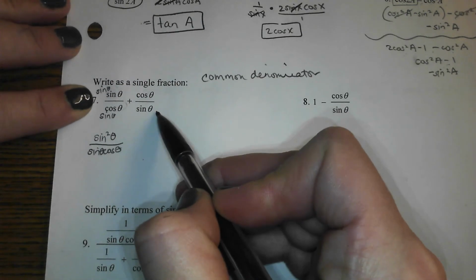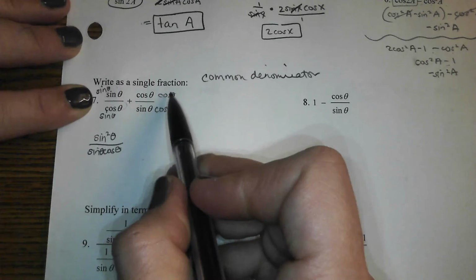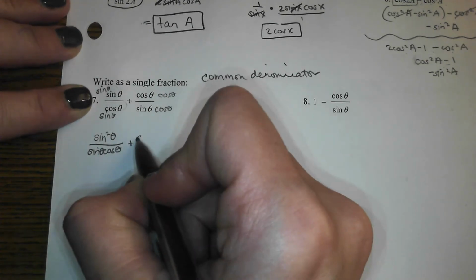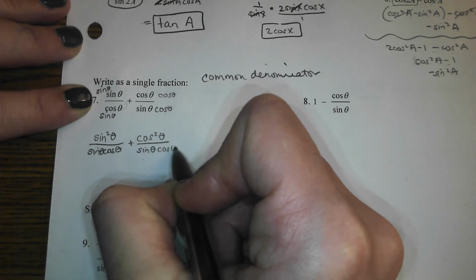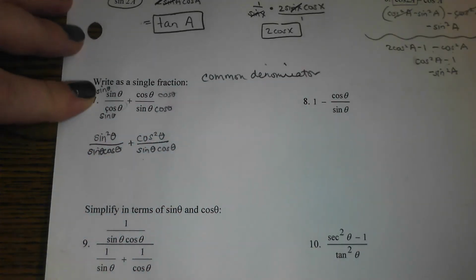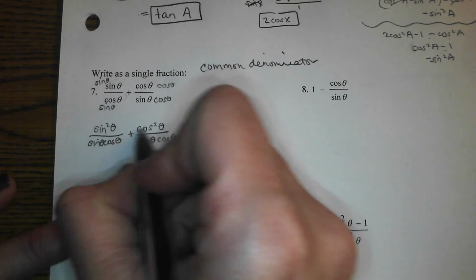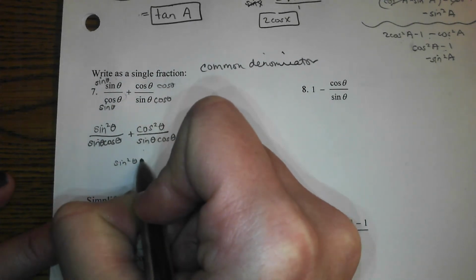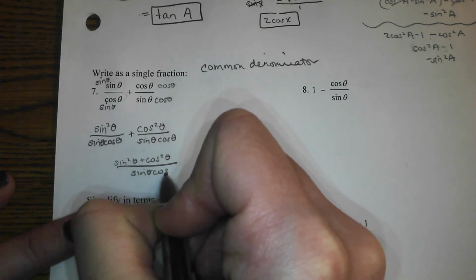What does this denominator need that the other one already had? Cosine. So what does this numerator become? Cosine squared over sine cosine. So now we can agree there's a common denominator. And when there's a common denominator, you can now add the fractions and add the numerators. Yes? And keep it over that common denominator. So my numerator will combine to sine squared theta plus cosine squared theta over sine cosine.